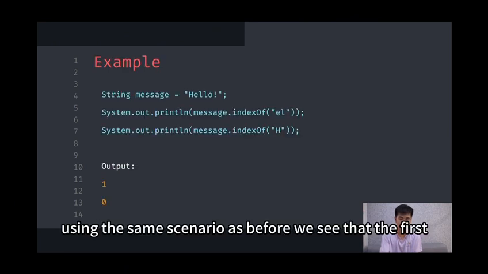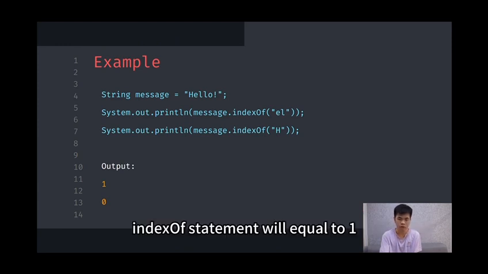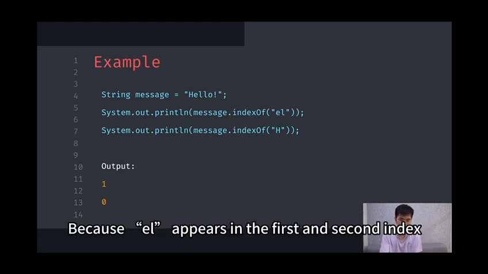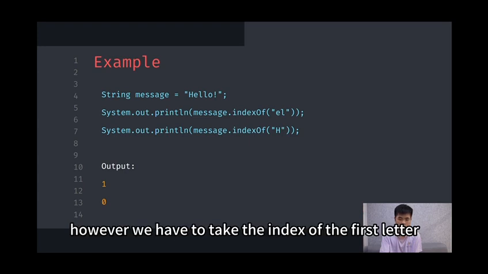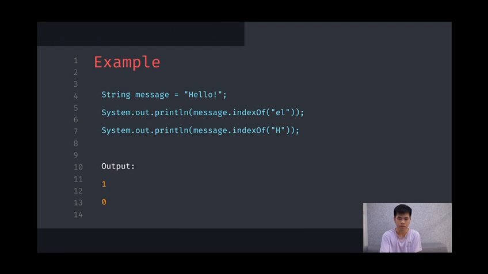Using the same scenario as before, we see that the first indexOf statement will equate to 1 because "EL" appears in the first and second index. However, we have to take the index of the first letter, which would be 1. In the second indexOf statement, H appears to be the first letter, so therefore it will print 0.